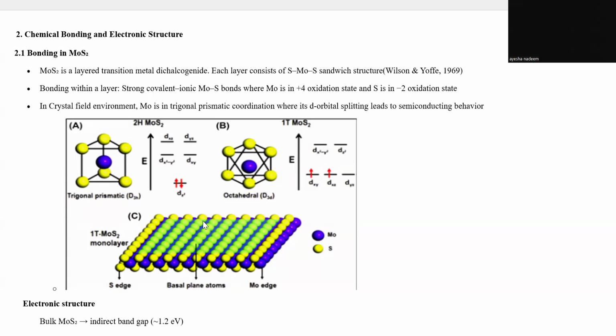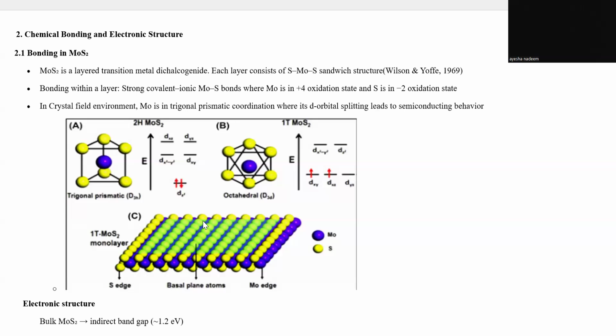Now, in this figure, the A part shows the trigonal prismatic arrangement, where there is a splitting of the d orbital into T2G and EG sets. The EG set is lower in energy, while the DZ square has 2 electrons, as we have discussed earlier, that it is a diamagnetic material having paired electrons.